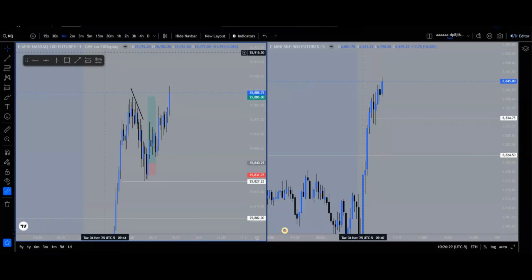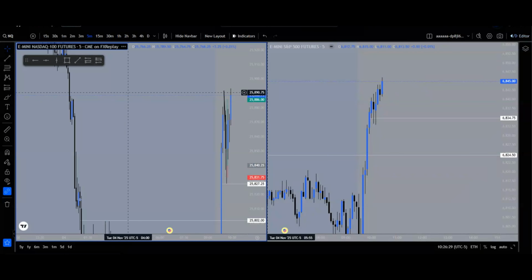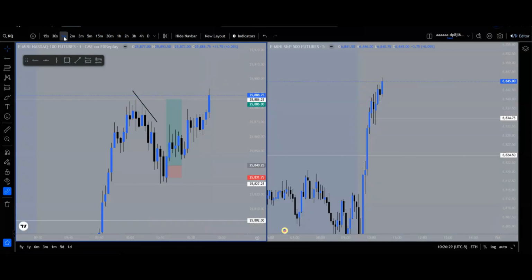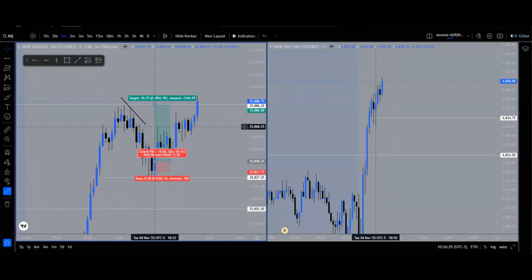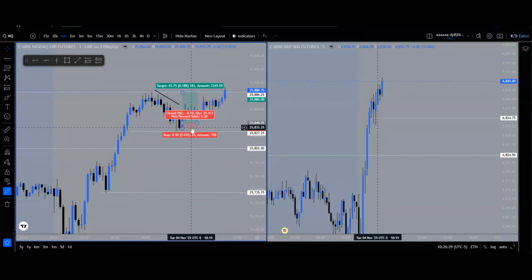Could have been better if I peeped it a little bit earlier, but this is a pretty good example of expansion. We just go up and up and up, basically, right? And we're just trying to catch a long higher, or if we were expanding lower, we would just try to catch a short lower.